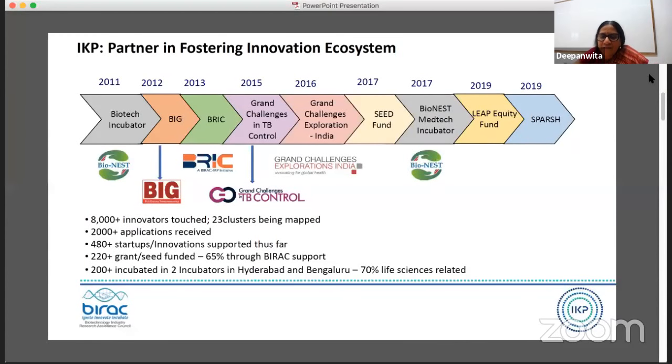So we have startups which are working in areas of engineering, AI and data. And that brings a fantastic convergence with our life sciences startups.